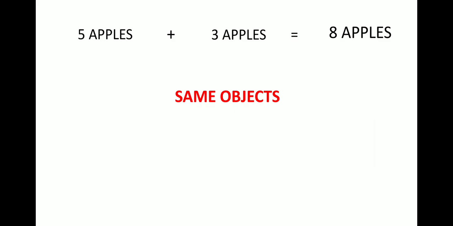So if you have to add 5 apples and 3 apples, the answer is very easy. We get 8 apples. We can add them because they are the same objects. And in algebra, we consider them as like terms. So you can see that like terms are those terms which are of the same type. Since 5 apples and 3 apples are the same objects, similarly, we consider them as like terms in algebra.